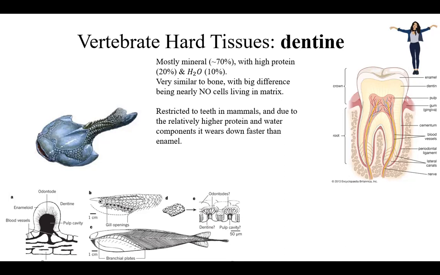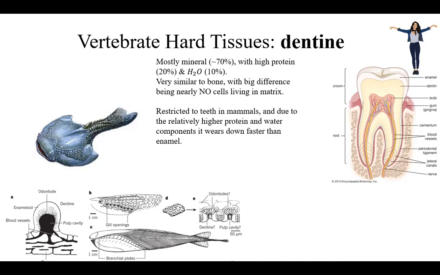Dentin is another really, really, really important vertebrate hard tissue. You have dentin in your teeth. The white part of your teeth is dentin. The only dentin in your body as a mammal is in the white part of your teeth. Just like bone, dentin is mostly mineral, about 20% protein and 10% water. It's super similar to bone, but one big difference is that there are no cells living inside of dentin.